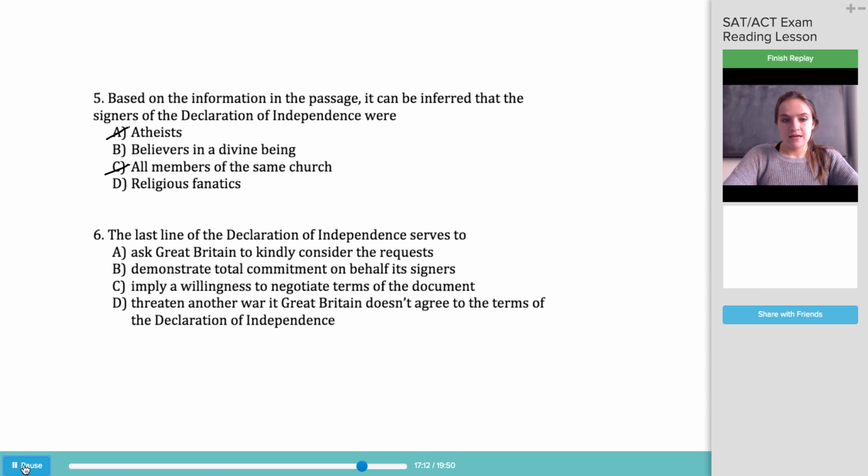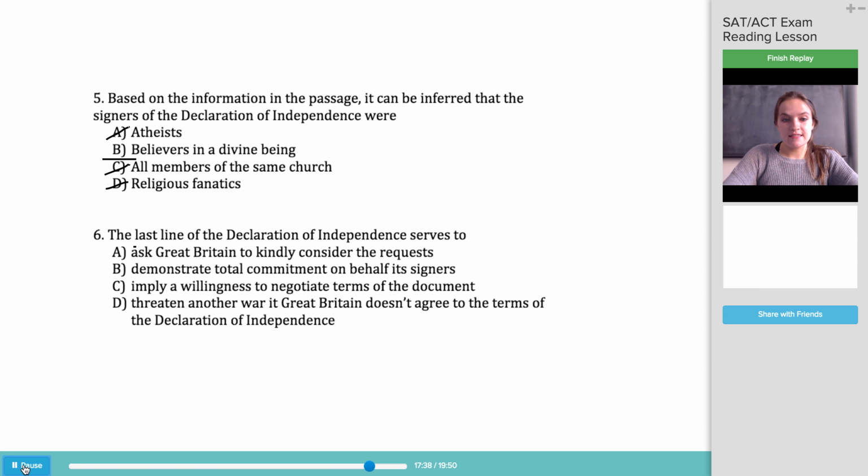Religious fanatics. And again, this is not the best answer, as the text is more about them stating their freedom from Great Britain than trying to define a new religion. So there's not a huge emphasis on religion in that context. So B here is going to be the best and correct answer. And finally, the last question we come to: the last line of the Declaration of Independence serves to do what?